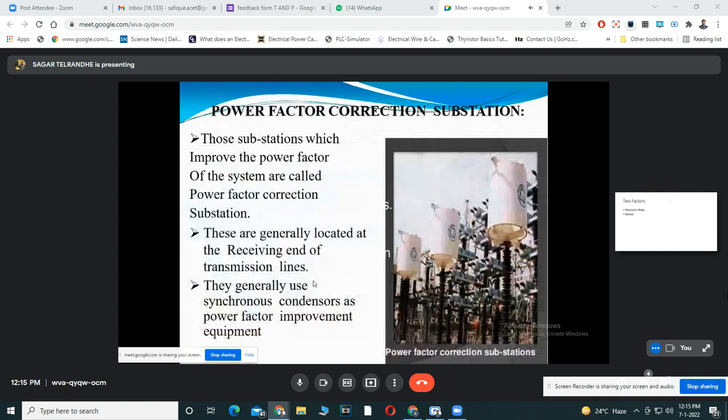Also, we have a power factor correction substation. Those substations which improve the power factor of the system are called power factor correction substations. These are generally located at the receiving end of the transmission lines. They generally use synchronous condensers as power factor improvement equipment.